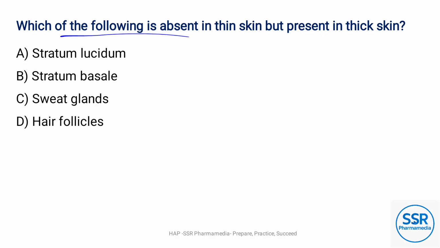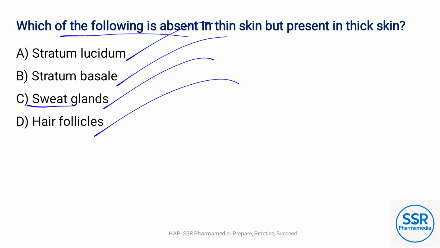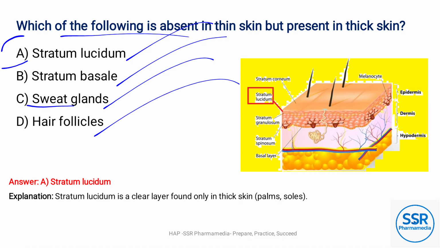Which of the following is absent in thin skin but present in thick skin? Option A, stratum lucidum. Option B, stratum basale. Option C, sweat glands. Option D, hair follicles. The answer is option A, stratum lucidum. Stratum lucidum is a clear layer found only in thick skin, not in thin skin.